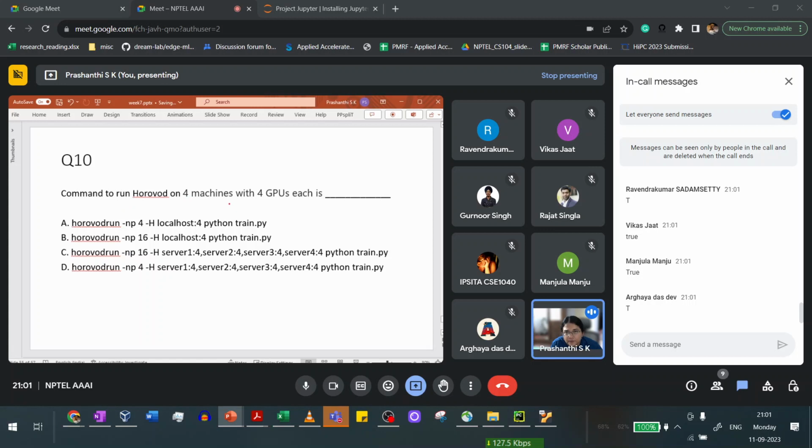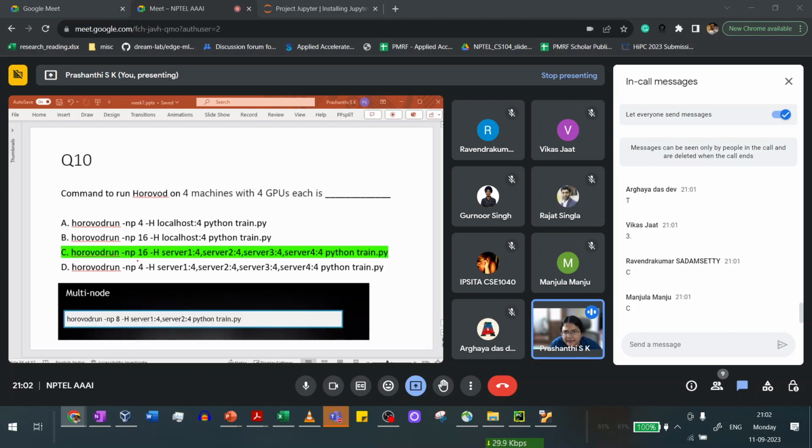Command to run Horovod on 4 machines with 4 GPUs each is, and you have 4 options. C, okay. C. Okay, everyone thinks it's C.